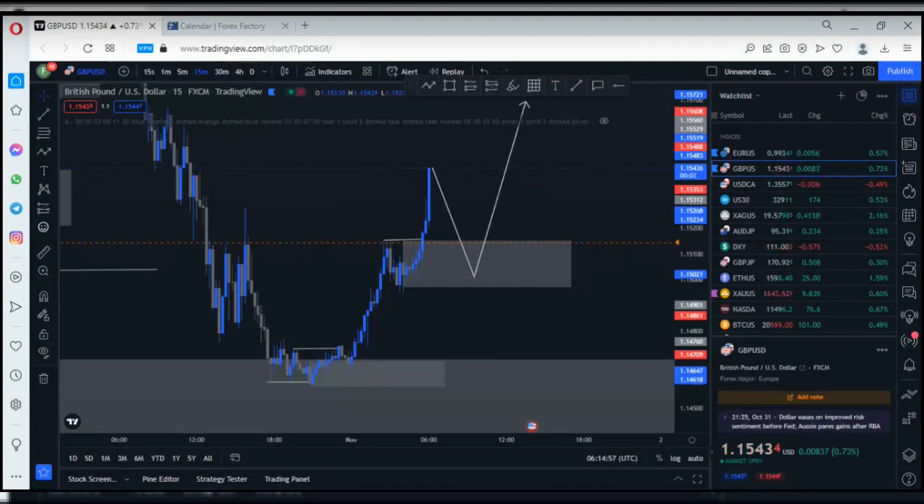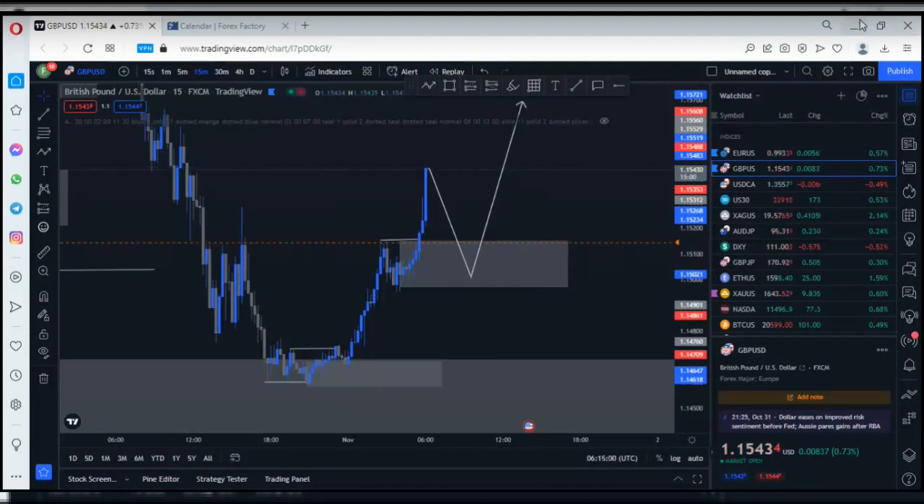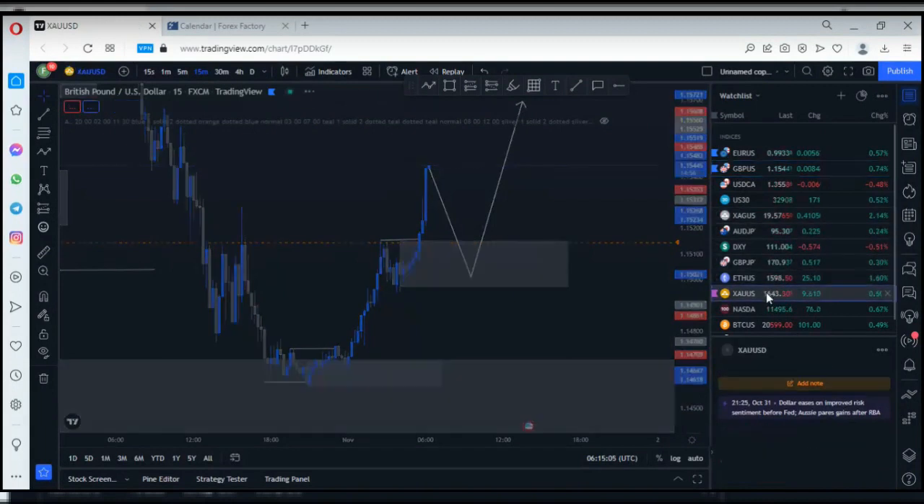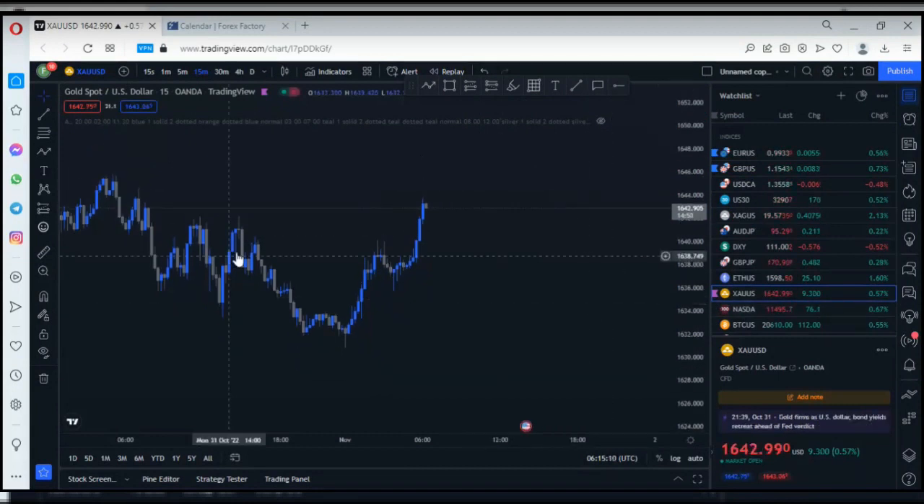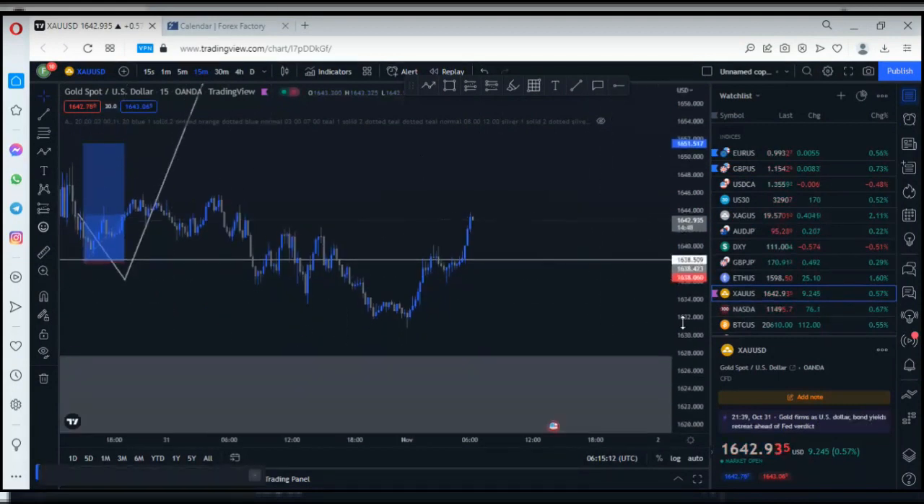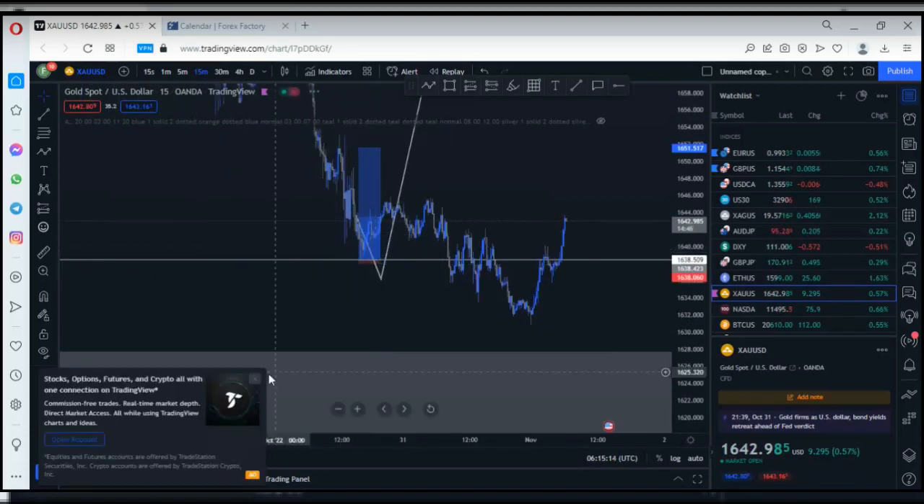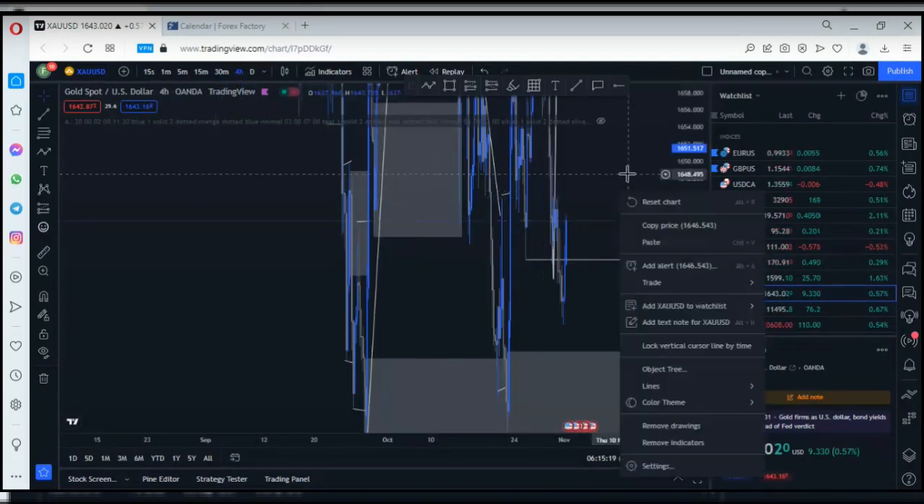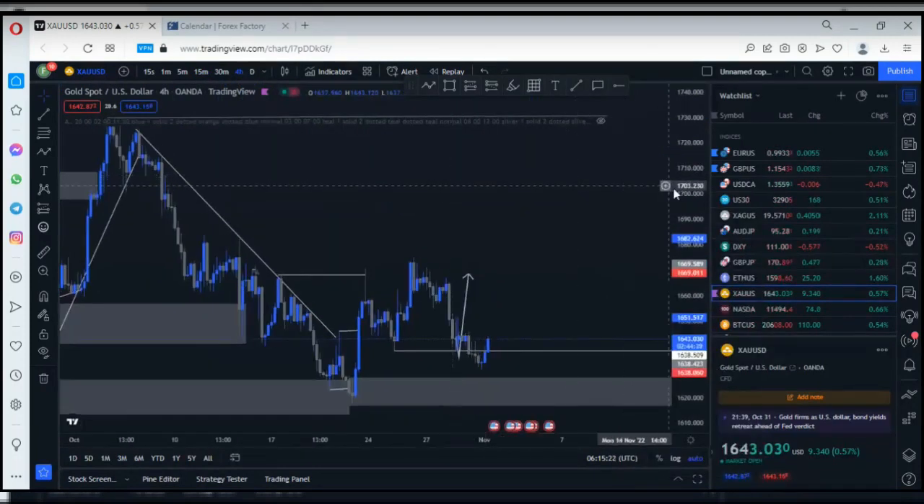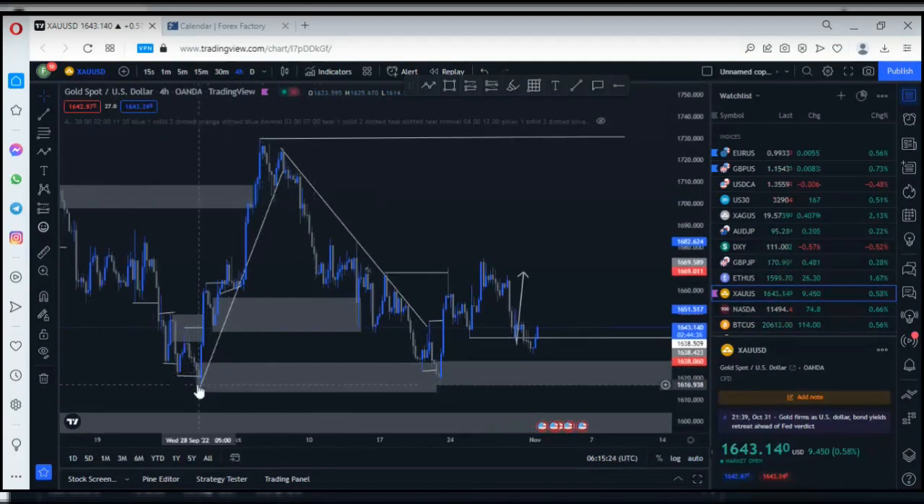So let me look at gold. So gold, we have this downtrend, so checking H4. Okay, gold, we had this liquidity, we sold, came back to our zone, but missed this trade.